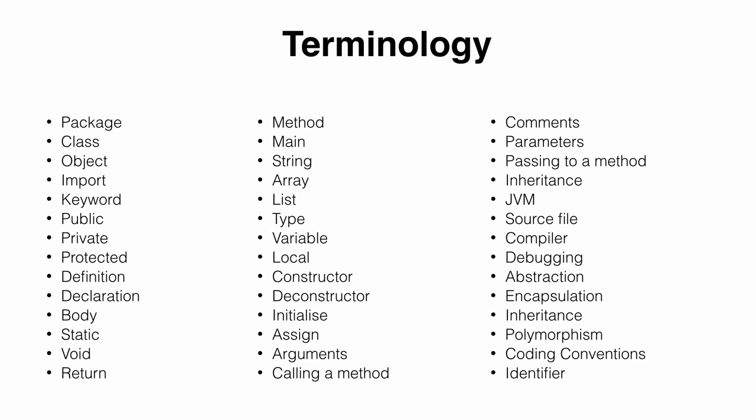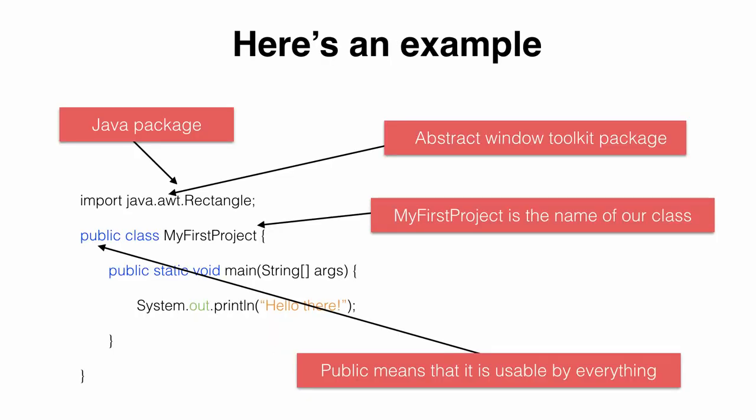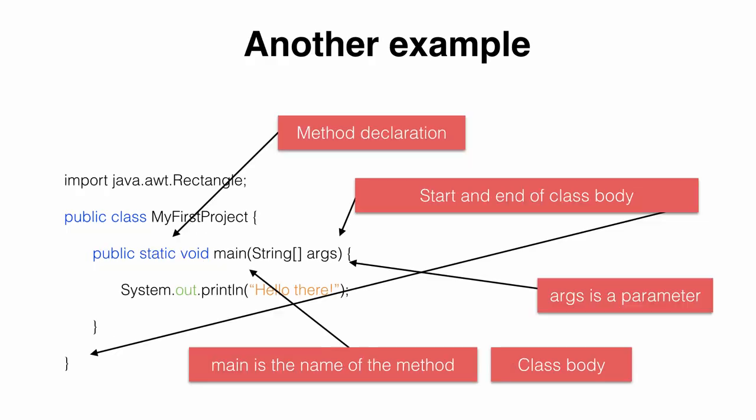So let's jump into an example. Here at the top we have a Java package, AWT, so that's an abstract window toolkit package. So we're just importing it here. We're importing the rectangle package in here. My first project is the name of our class. Public means that it's usable by everything, which is here. And we'll jump into the next slide.